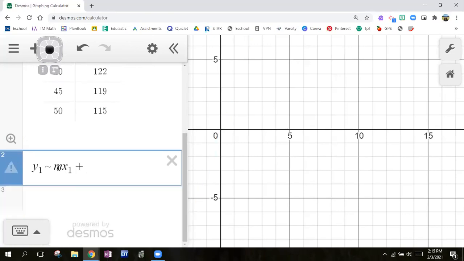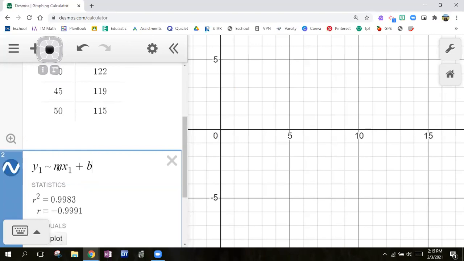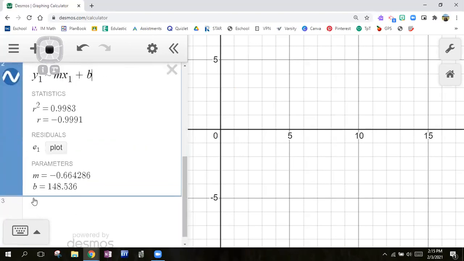Same one to get the line of best fit. Okay, but instead of looking at these values down here, it just wants the correlation coefficient, which is the R value. Not to be confused with the R squared value. We just want this R value right here. So what is it? Nope. Negative 0.9991. Pay attention to the signs.